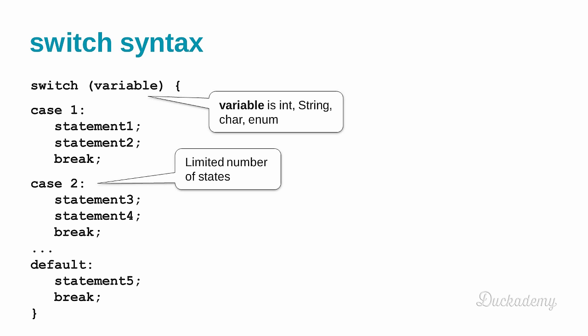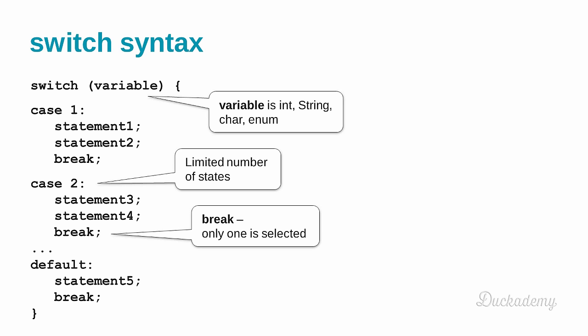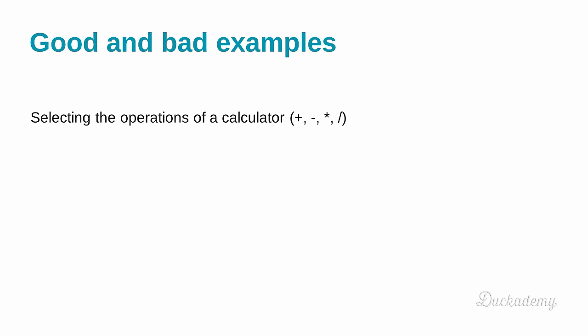And then the states, case 1, case 2, these are the states you can select from. And then the break: at the end of the state, you use a break statement, and it breaks the execution of the switch. And the default is used to determine which state will be used if none of the above states is executed. If you want to select the operations of a calculator, plus, minus, multiplication, this is okay because there is a limited number of states and they can be char values.